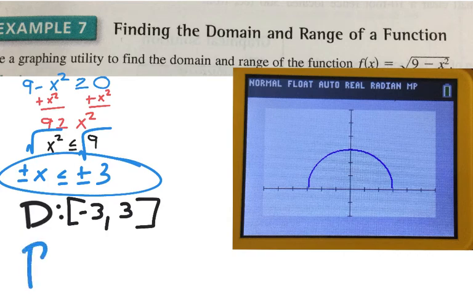Now the next thing we're going to look at is the range. So the range is the list of possible y values. So instead of a capital D, we're going to put a capital R. Now what is the lowest possible y value this graph takes on?